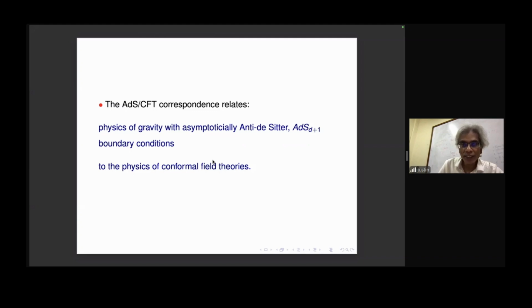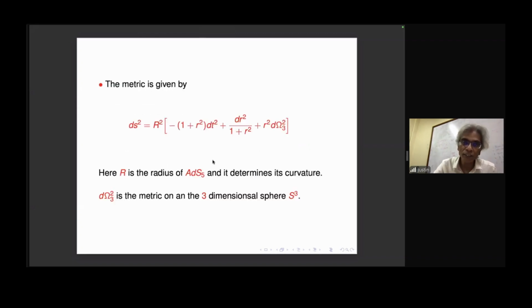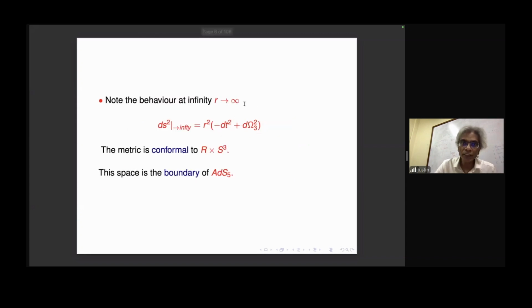The AdS/CFT correspondence relates the physics of gravity in asymptotically anti-de Sitter spaces to the physics of conformal field theories. Let us briefly set up the stage by looking at a prototype example of anti-de Sitter space in 5 space-time dimensions. And here is the metric, which I think all of us are familiar with. Here R is the radius of AdS5, which determines its curvature. And this is a 3-dimensional sphere, and the time, and this is the radial direction. One of the things to recall is that when you take r tends to infinity, which is the boundary of the space, the metric is of the structure.